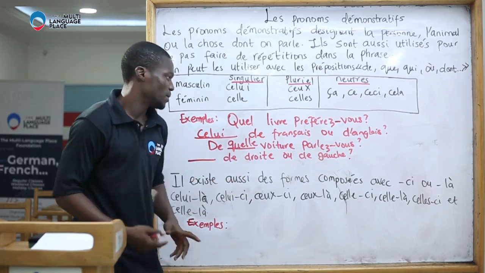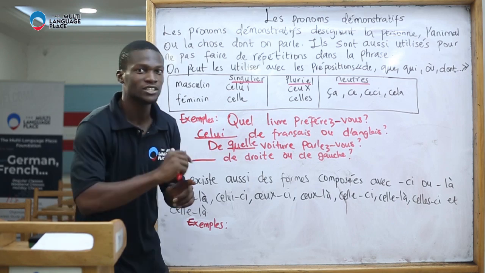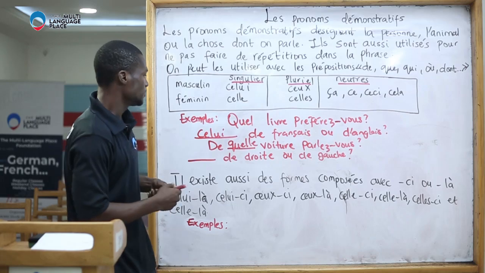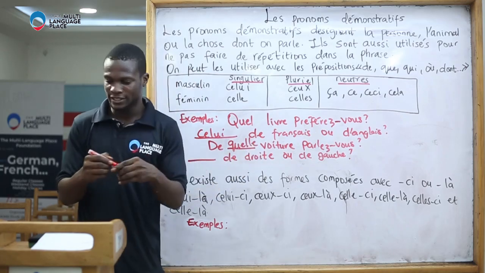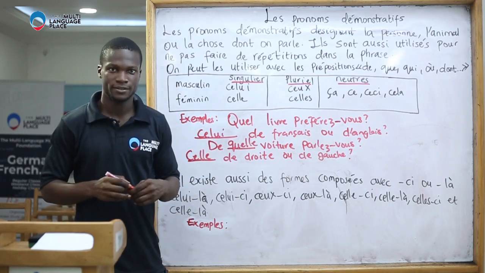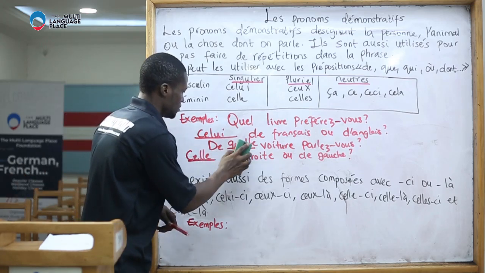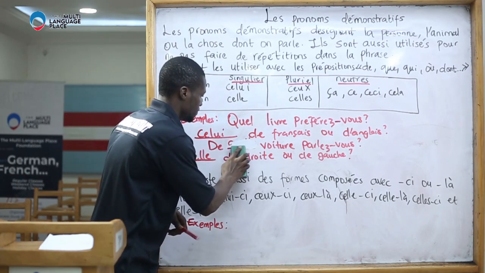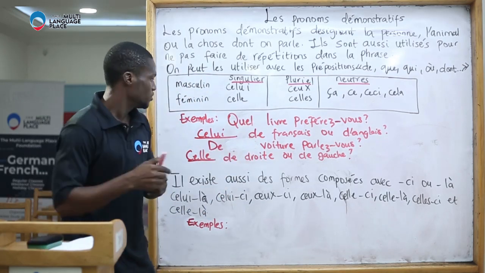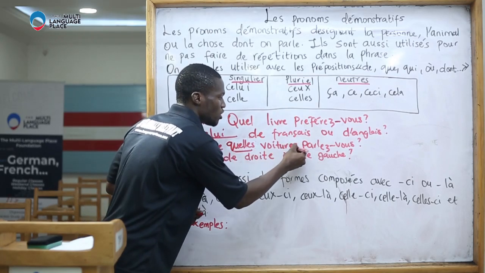Celle. Why? Because it is feminine, singular. Let's change it to plural. I know you know what to write. You would write celle. But let's change it to plural. Okay, let's write that first. Celle. Let's change it to plural now and see what we are going to write. De quel, au pluriel.